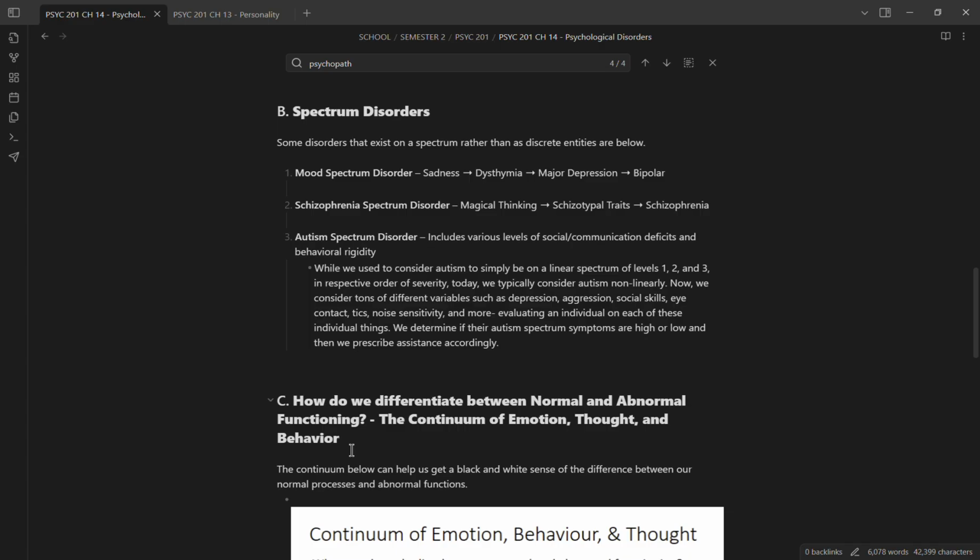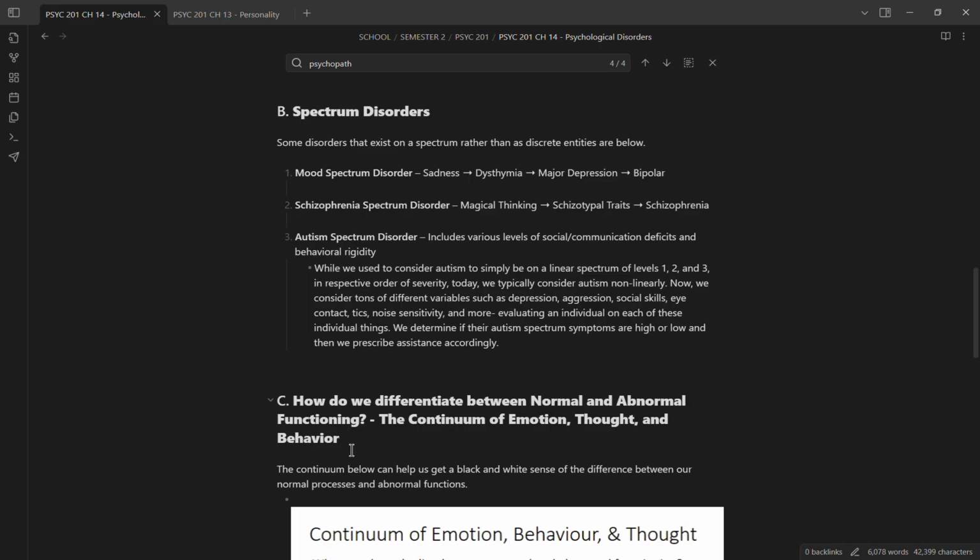While we consider autism generally to be on a linear spectrum of 1, 2, and 3, in respective order for severity, now we typically consider it to be non-linear, right? We consider tons of different variables, such as depression, aggression, social skills, eye contact, tics, noise sensitivity, whatever it may be, when we're evaluating these people, right? We determine if their autism spectrum symptoms are high or low, and then we prescribe assistance accordingly.